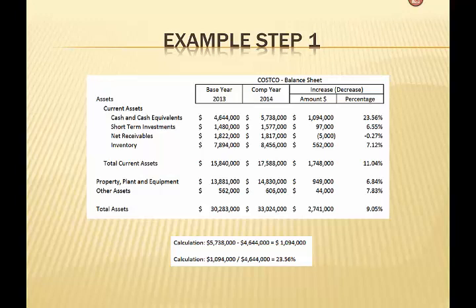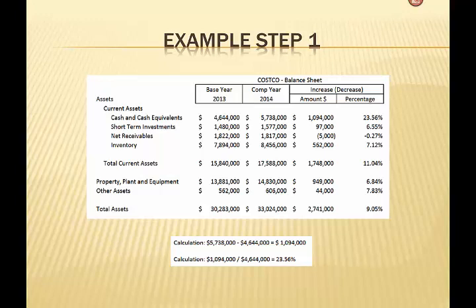But just know that the 4,644,000 is actually 4,644,000,000. But that is my base year for cash. I'm comparing it to 2014. So in 2014, we have 5,738,000, or 5,738,000,000. And the difference between those 2 years is $1,094,000,000.